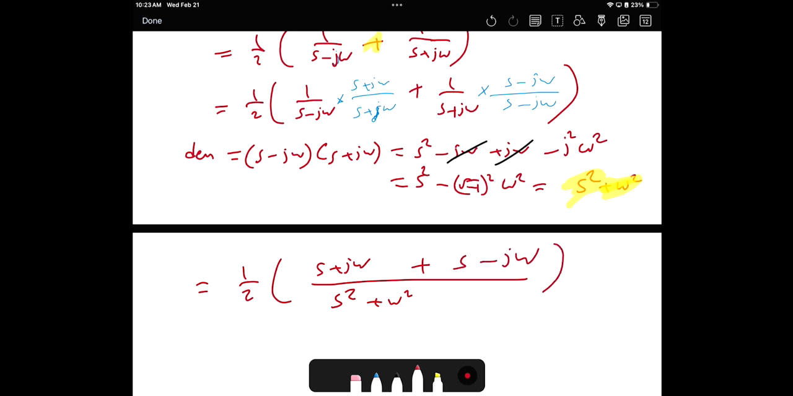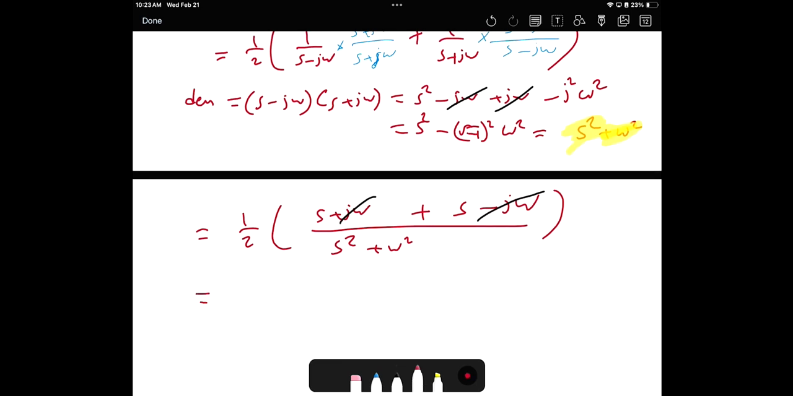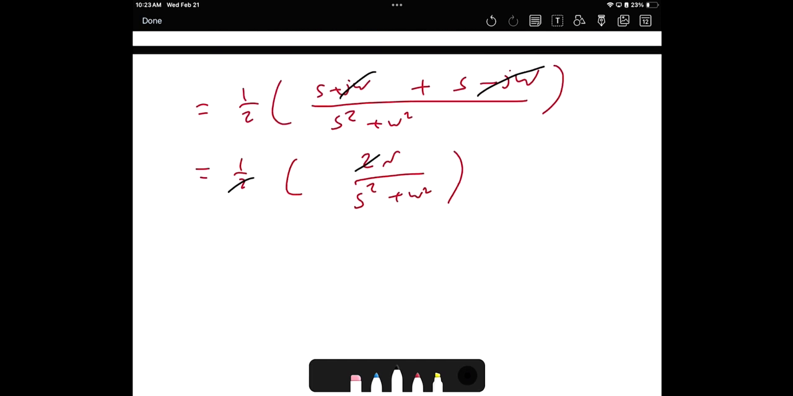Okay, what will happen here? j omega and minus j omega will cancel each other. s plus s equals 2s. So it will be 1/2 times 2s over s squared plus omega squared. The 2 and 1/2 will cancel each other. So the final result will be s over s squared plus omega squared. That's it. That's the problem.